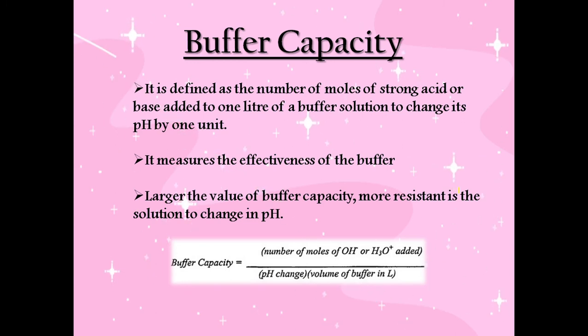So the larger the value of buffer capacity, the more resistant the solution is to change in pH, which means it won't change from its original pH value. You can also calculate it by this formula: buffer capacity is equal to the number of moles of H plus or OH minus ions added, divided by the pH change and the volume of buffer in liters.